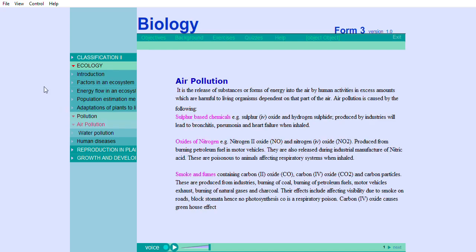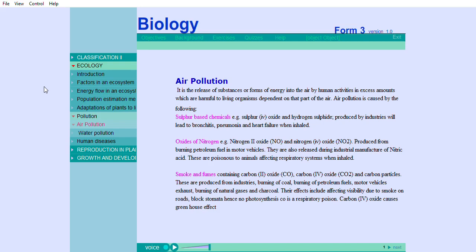Air pollution. It is the release of substances or forms of energy into the air by human activities in excess amounts which are harmful to living organisms dependent on that part of the air. Air pollution is caused by the following: sulfur-based chemicals, for example, sulfur IV oxide and hydrogen sulfide, produced by industries will lead to bronchitis, pneumonia, and heart failure when inhaled.